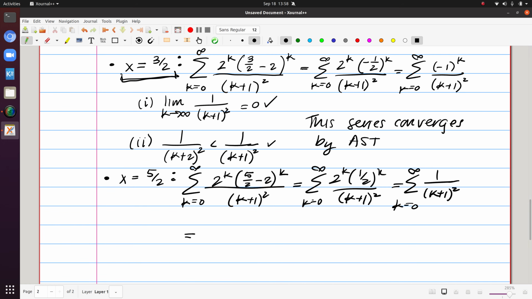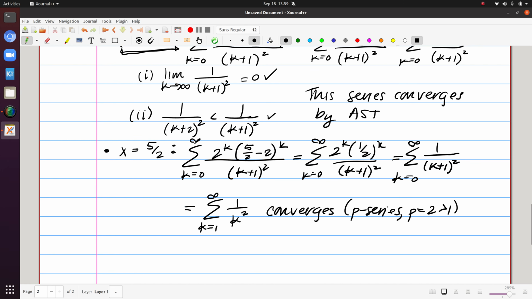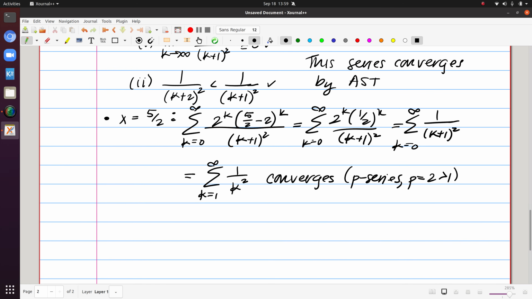So I want to point out here that in fact, if I were to write this starting at 1, this is the same thing as just 1 over k squared. This I know converges because it's a p series with the value of p being strictly greater than 1. So now I see that this series converges as well. So I would want to include x equals 5/2 in my interval of convergence. So with all of that, in writing my interval, like I said, what I want to do is include both endpoints. So I put the square brackets here.